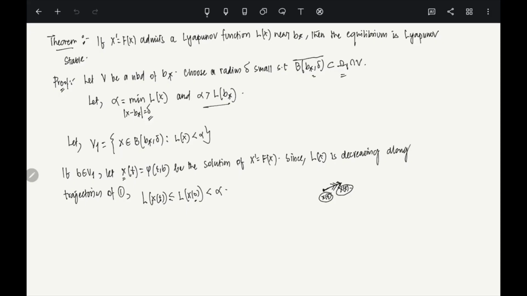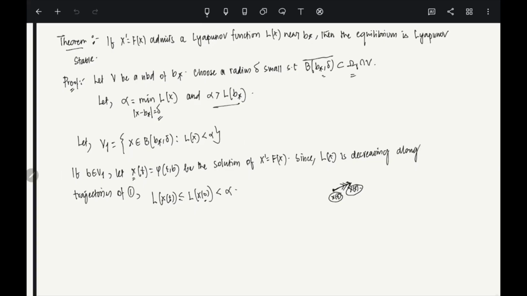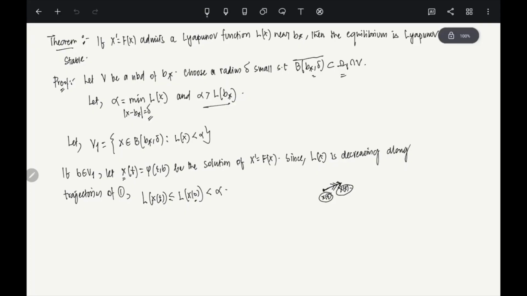Now you see, the thing is, this actually is a problem. If this is true, alpha is the minimum of L of x on this compact set. Again, L of x3 is strictly less than alpha. Is it okay? So the thing is this: x of t cannot cross the boundary of the ball with center B star and radius delta.